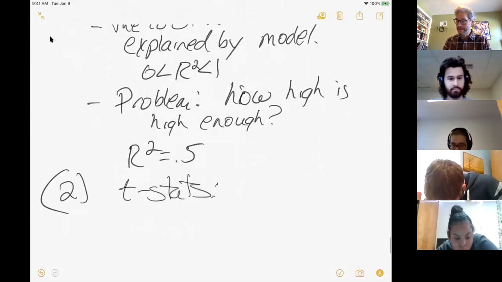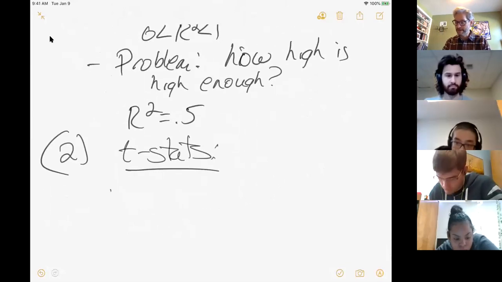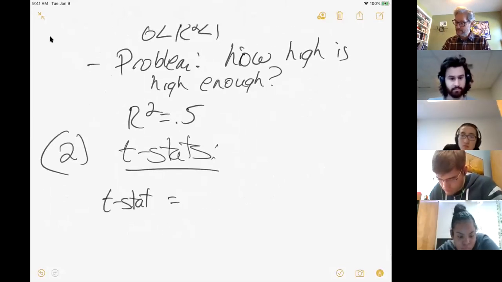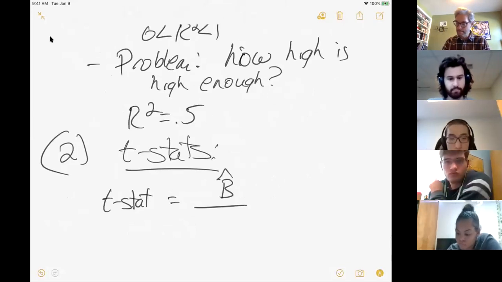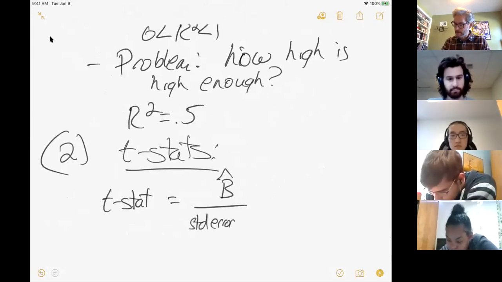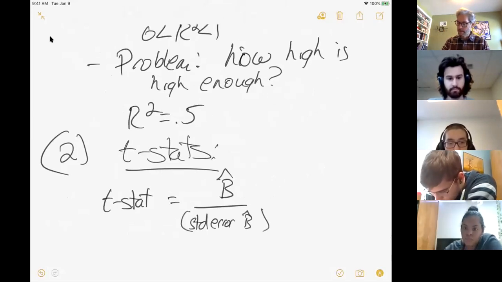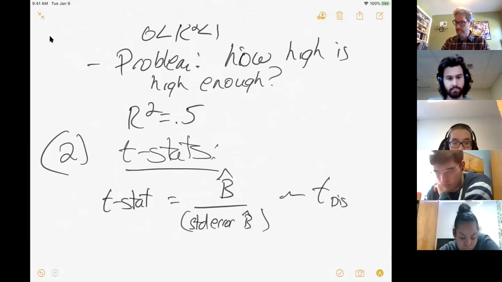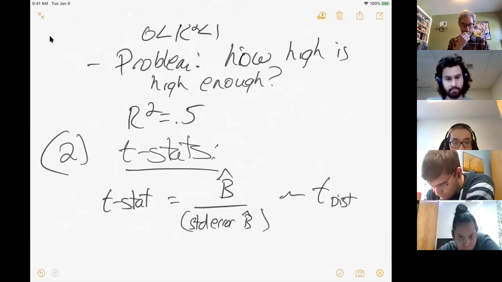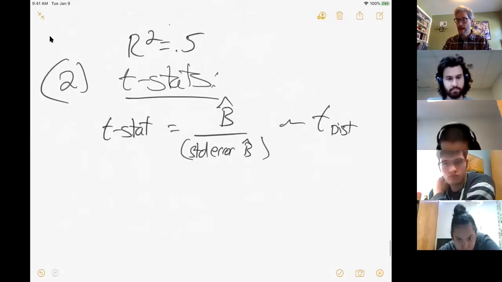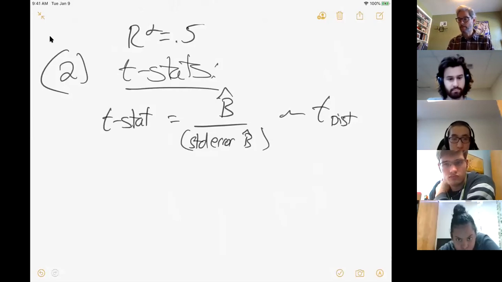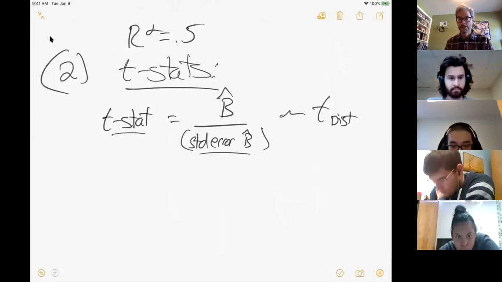T-statistics are much more widely used, right? And hopefully we remember what a t-statistic is. A t-statistic is just your beta hat divided by the standard error of beta hat. And this is distributed as a t-distribution. Every paper you look at, when they report a beta hat, they will also report either the standard error or the t-statistic. Okay, so everybody will always report this.